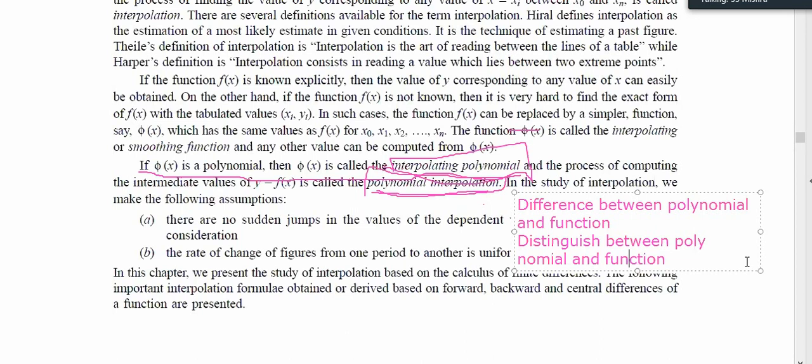So I gave you the assignment for tomorrow's discussion, to distinguish between the function and polynomial, and we will continue the lecture tomorrow also.